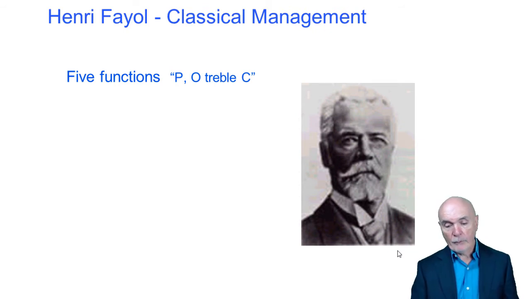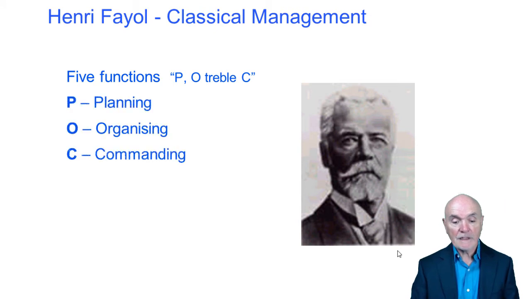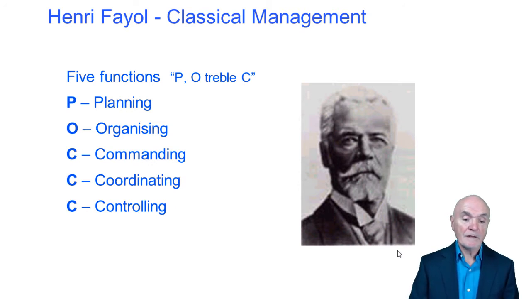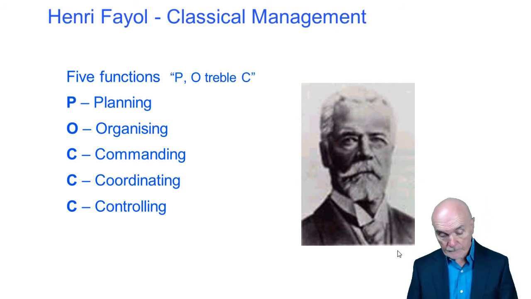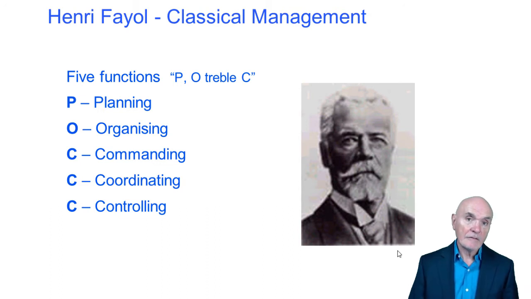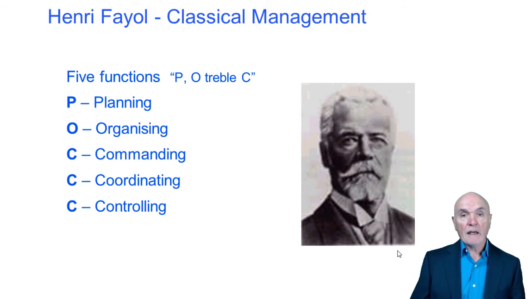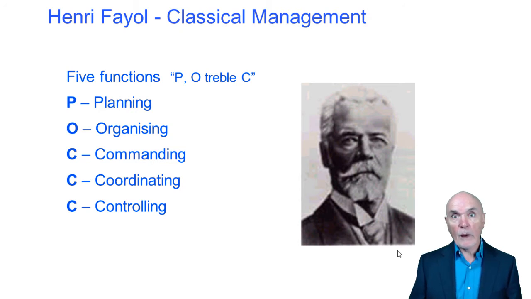And Fayol came up with 5 functions, sometimes known as the P, O, and triple C. He said the kind of tasks a manager undertakes are planning, organising, commanding, coordinating, controlling. There's nothing in there that any of us would argue about. However, identifying that you should do a bit of organising and a bit of coordinating and a bit of controlling doesn't necessarily help you to know when you should be doing that.